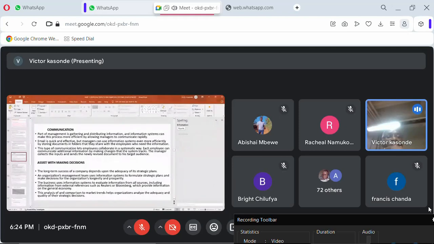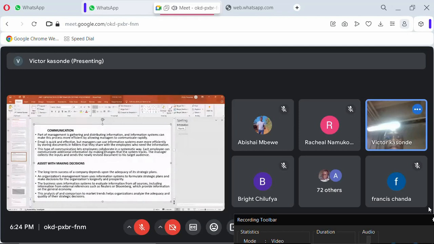This type of communication lets employees collaborate in a systematic way. Each employee can communicate additional information by making changes. Like I gave you an example of leave days. They can communicate whether approved or denied. That is what the system tracks. The manager corrects the input and sends the newly revised document to the target. So those are the things which we are talking about.